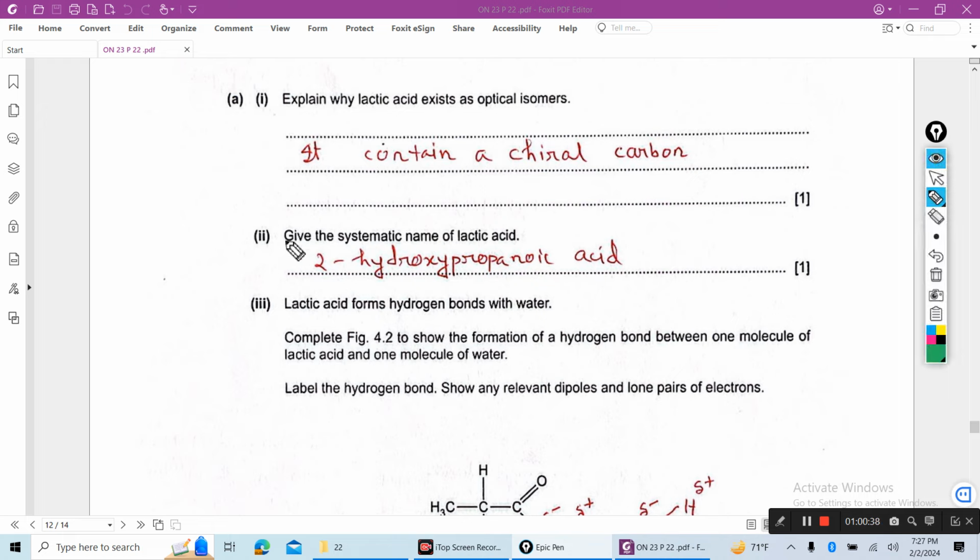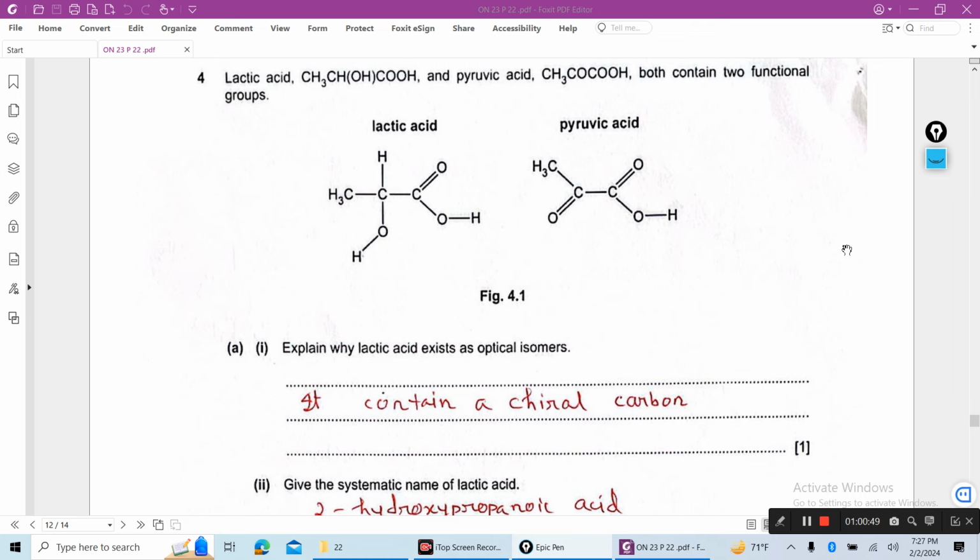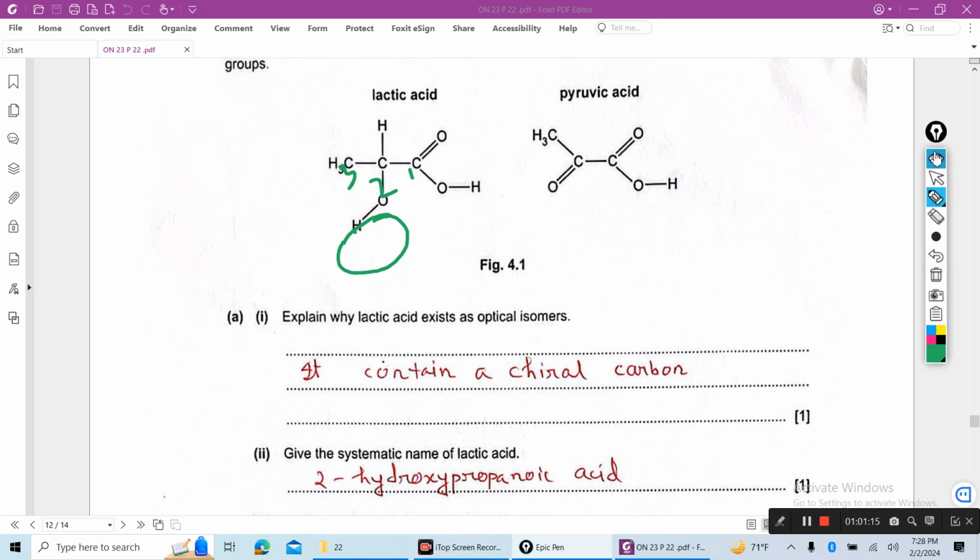Then you see number 2, give the systematic name of lactic acid. For the systematic name, this is how we will write it: 1, 2, 3, propanoic acid, but the second carbon contains one hydroxy group, so the name will be 2-hydroxypropanoic acid.